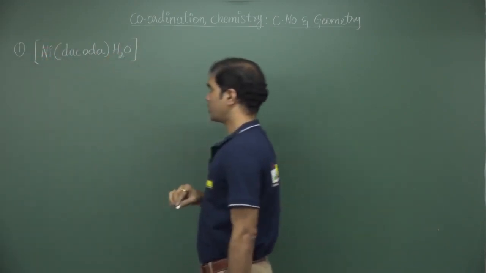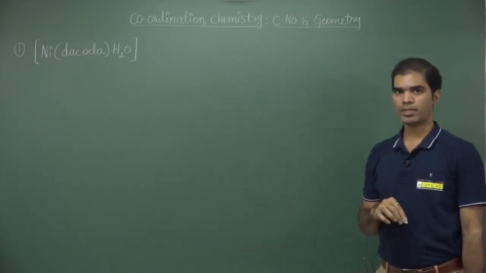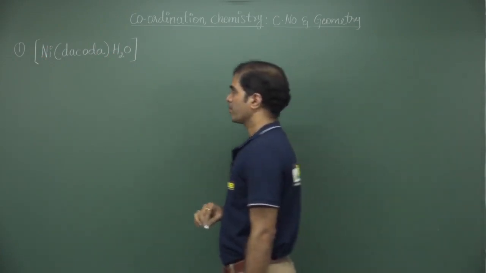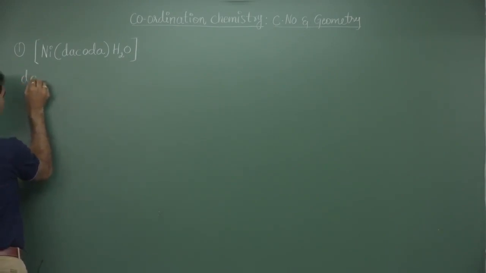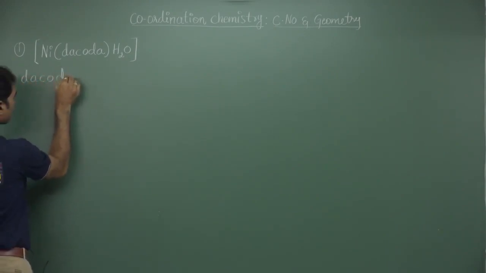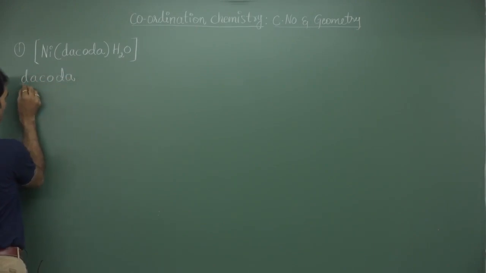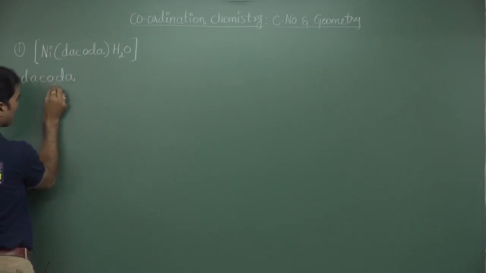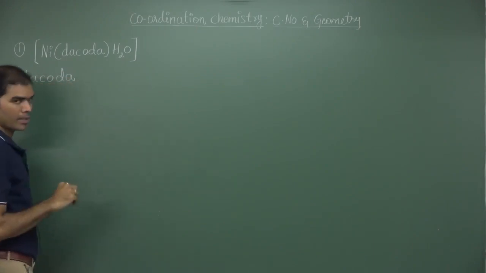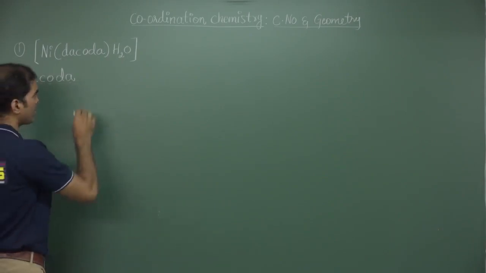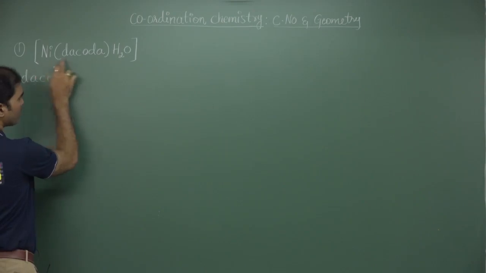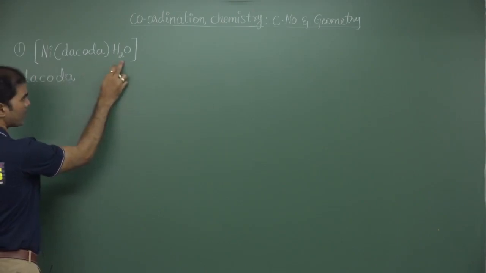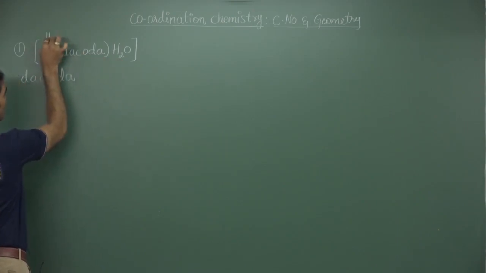Well, this is a coordination compound, we call it nickel dacoda H2O. What exactly is dacoda? It is an abbreviation for a diazocyclooctane diacetate ligand. It is a diacetate ligand, therefore this will carry two negative charges. Nickel will carry two positive charges. Aqua is neutral. Therefore, nickel has a +2 oxidation state.